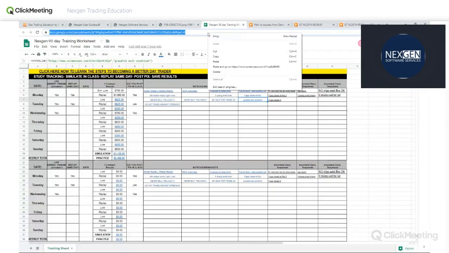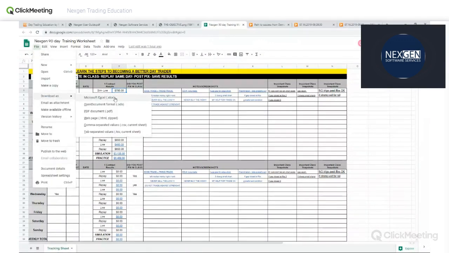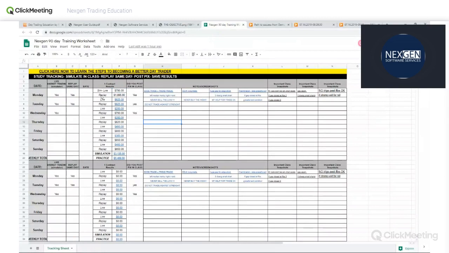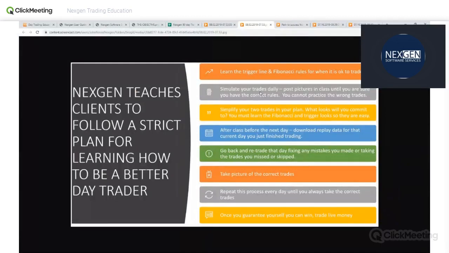And this is why we've made this tracking sheet for you, so you can actually trade during the day on simulator and record your results and record pictures of your trades. And if you guys don't have this sheet, get it. Go File, Download as, Microsoft Excel, unblock it, and make it yours. And then, again, just to revamp: learn it, trade it during the day, simplify your trades, go back and retrade the day every day.